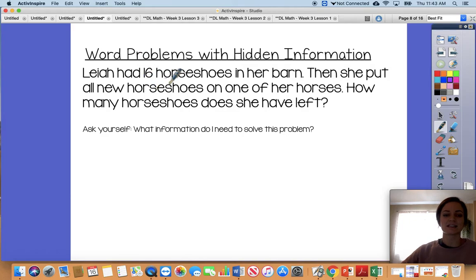Leah had 16 horseshoes in her barn. And horseshoes are those little things that look like this that go on the bottom of horses' hooves. Then she put all new horseshoes on one of her horses. How many horseshoes does she have left?